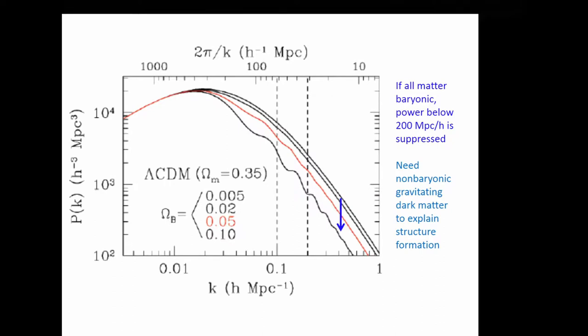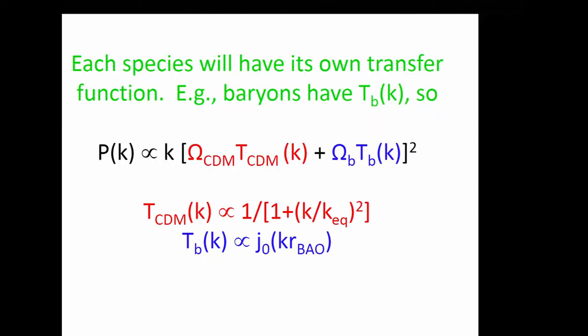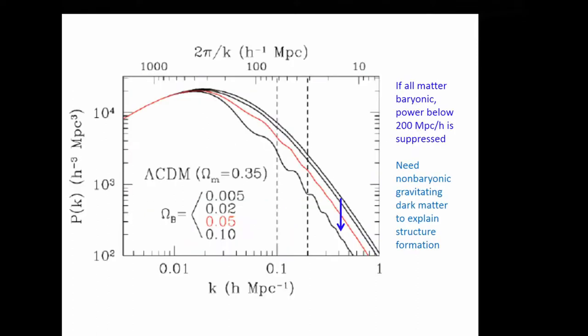And because the baryons have an oscillating signal, this is sine kr over kr, you see the oscillations more and more strongly as the baryon content gets bigger.